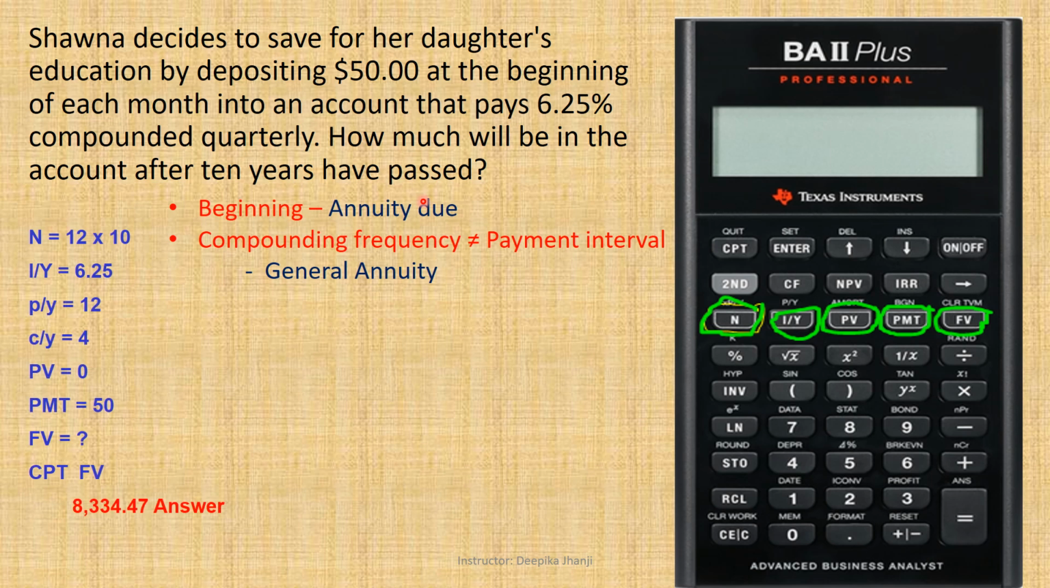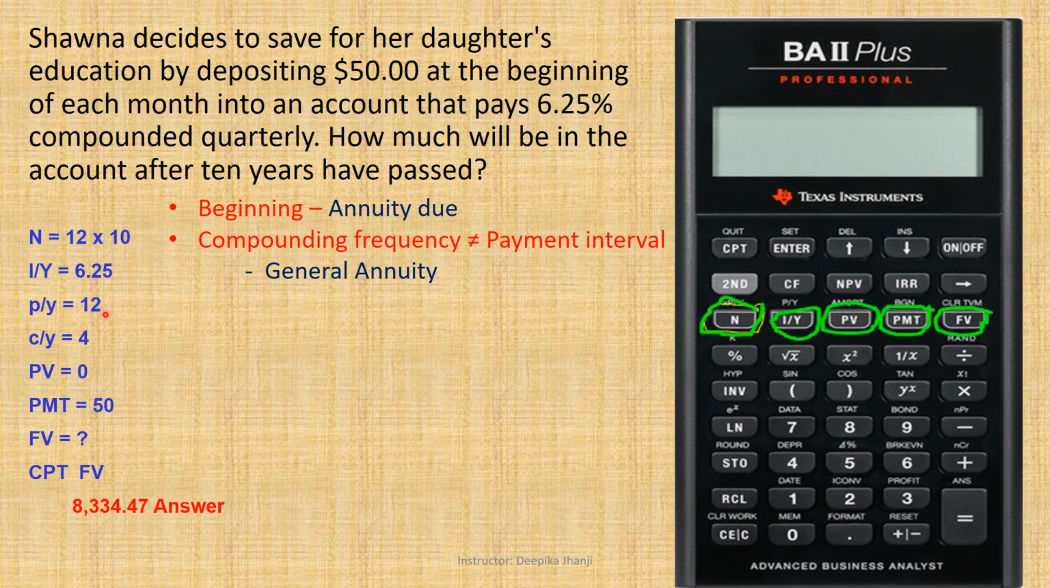Let's write down the values of variables. Now N is, because she's making 12 payments in a year, so 12 times how many years in total? 10 years. So 12 times 10. IY is 6.25. Interest per year is 6.25. Then values of payment per year. Because she's making monthly payments, payments per year is equal to 12. And scroll down. Compounding per year should be 4 here. Please pay attention. These two values are different in this case because it is a case of general annuity.